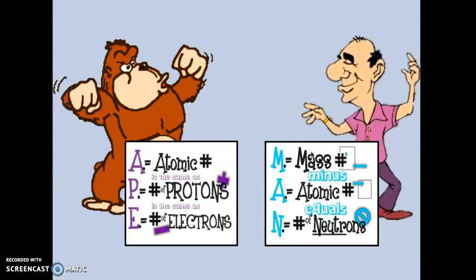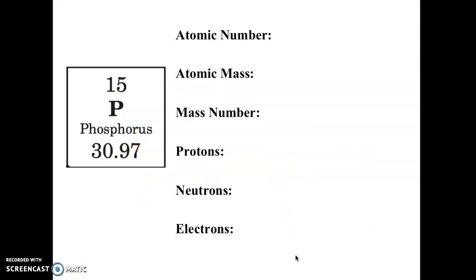So this is a little graphic that will help you to remember that information. APE-man. APE: atomic number equals protons equals electrons. And man: mass number minus atomic number equals the number of neutrons. So APE-man will help you to remember the information that we were just looking at on the previous slide. Let's do a couple more to practice together.